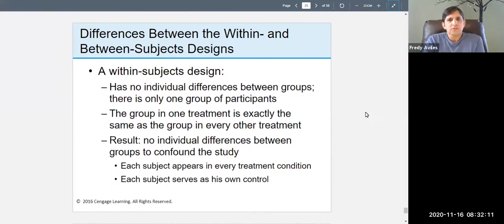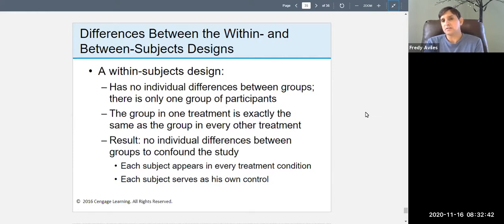More about within subjects design. With a within subjects design, there are also no individual differences between groups. There's only one group of participants. I kind of already told you that, okay? You have the same participants in each group, so they can't really vary. They can't differ because it's the same people. The group in one treatment is exactly the same as the group in every other treatment. The result is that there are no individual differences between groups to confound the study.